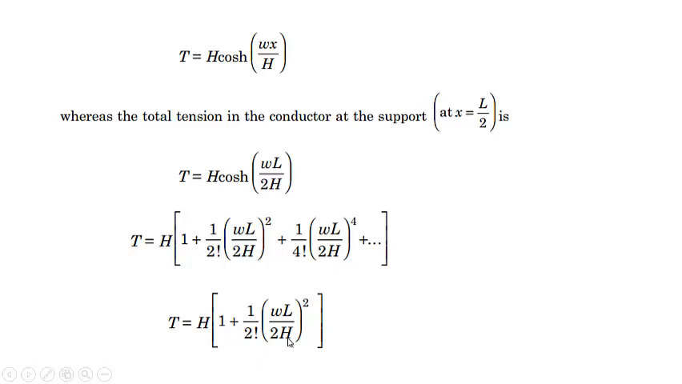Because we are calculating the H, T may be given. So this will be a non-linear or quadratic equation. We have to use this equation to solve for H. So in this case, we will be getting the value of H.